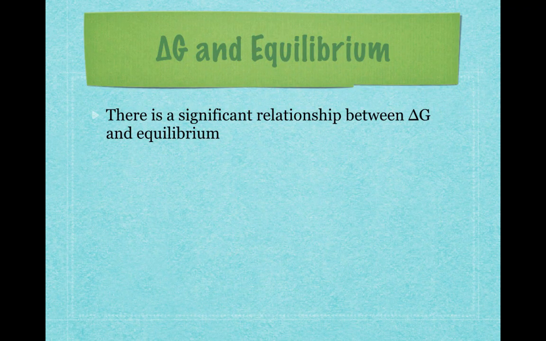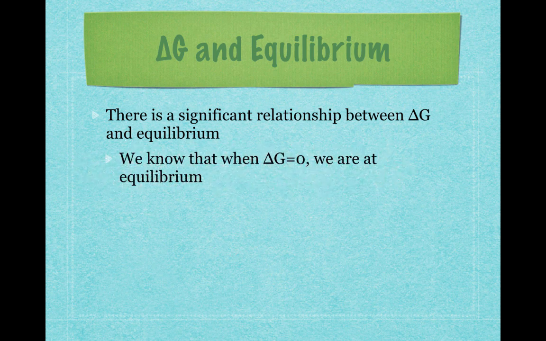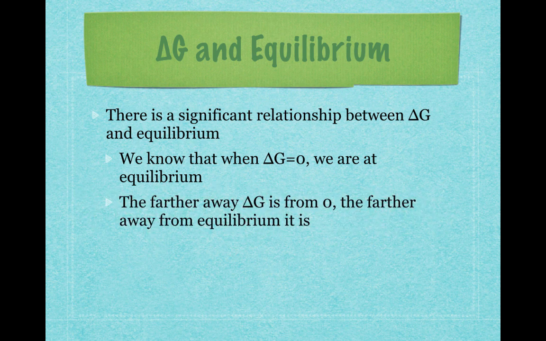Now, there's a significant relationship between delta G and equilibrium, not only qualitatively, as we just saw, but also quantitatively. We saw earlier that when delta G is equal to 0, our reaction is at equilibrium, and the farther away delta G is from 0, the farther away from equilibrium that reaction is going to be.